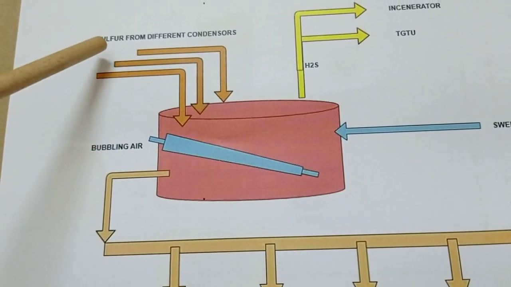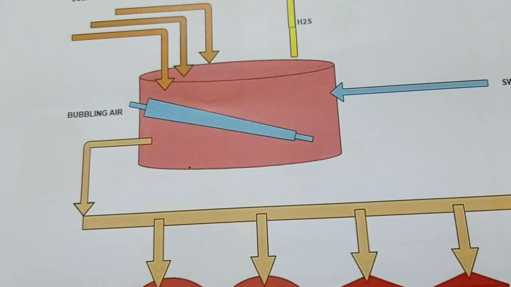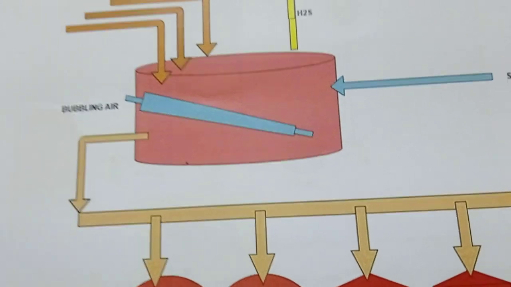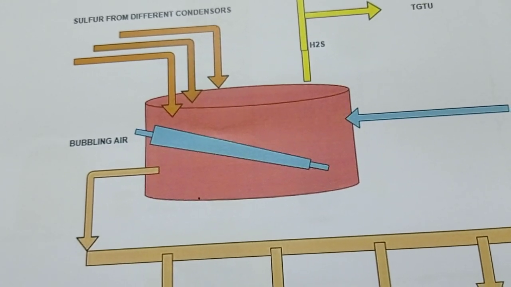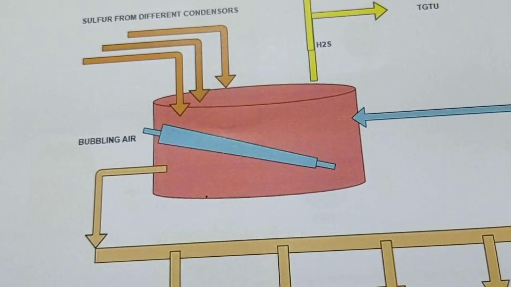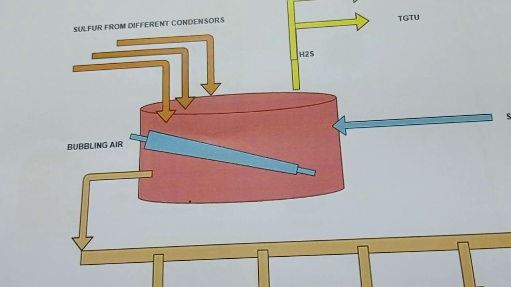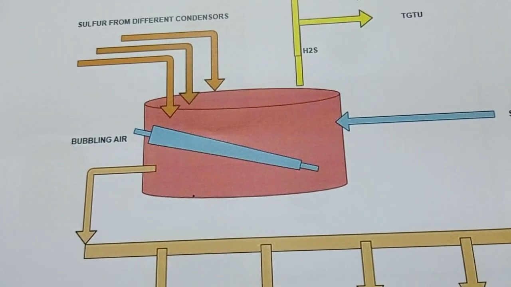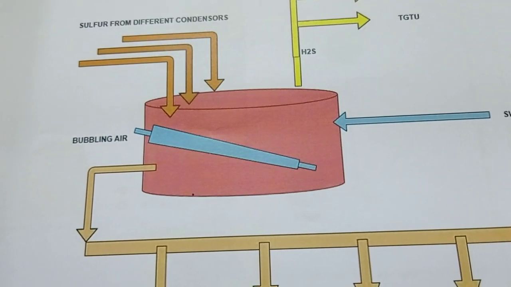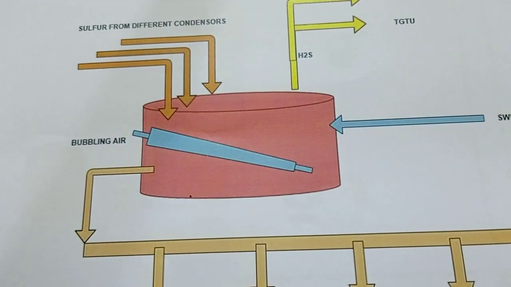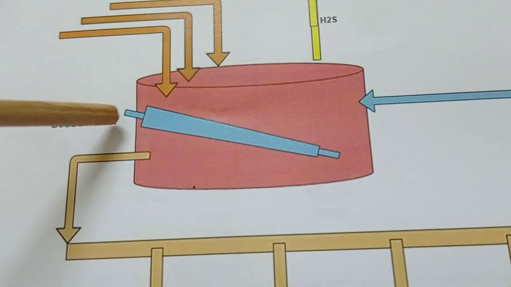So dears, we receive sulfur from different condensers. I have explained the SRU already, but I will give you a little description, then we will proceed, so it will be easier to understand. We get H2S from the ARU, SWS and TGTU. That H2S is burned in the sulfur furnace. Once H2S is burned, we get sulfur in liquid form, and it goes to the waste heat boiler, then to the Claus reactor, again a condenser, and again a Claus reactor, again a condenser. From the different condensers we get sulfur, and that sulfur is collected here.